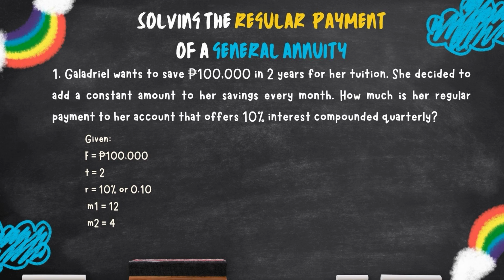So yeah, let's put that in our given. Future value is 100,000 pesos. For our time, we have 2. For our rate, 10% or 0.10. And for M sub 1, 12 since it is paid monthly. And for M sub 2 is 4 since the interest is compounded quarterly. Before we proceed to solving the regular payment for this general annuity, let us solve for the periodic rate and the number of conversion periods first.